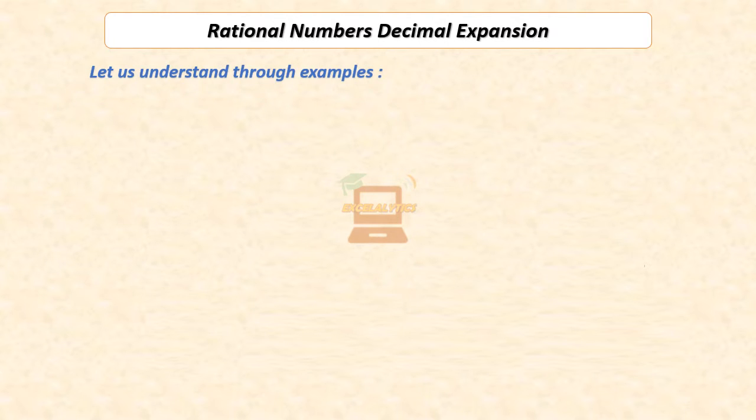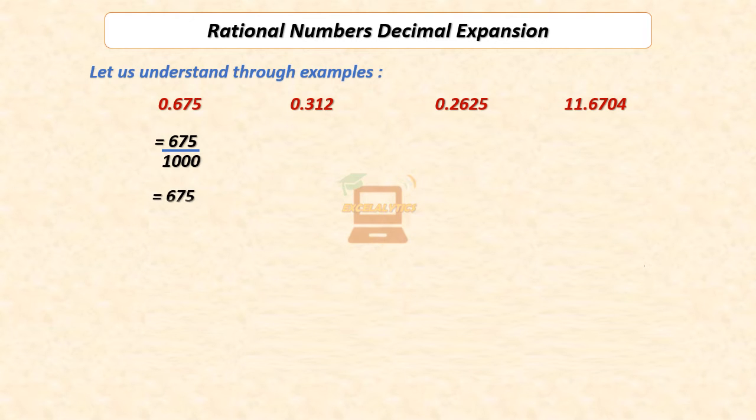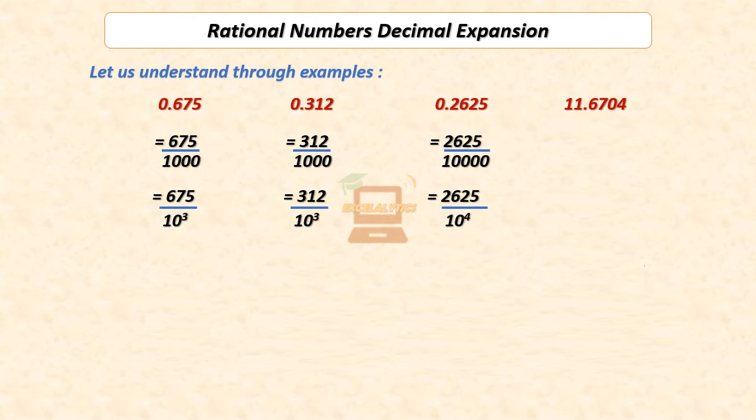Let us observe the following rational numbers. Now, 0.675 is equal to 675 by 1000, that is 675 by 10 to the power 3. 0.312 is equal to 312 by 1000, that is 312 by 10 to the power 3. 0.2625 is equal to 2625 by 10,000, that is 2625 by 10 to the power 4.